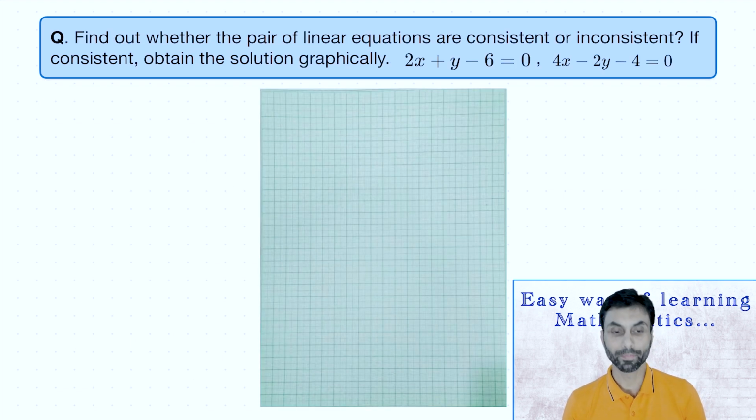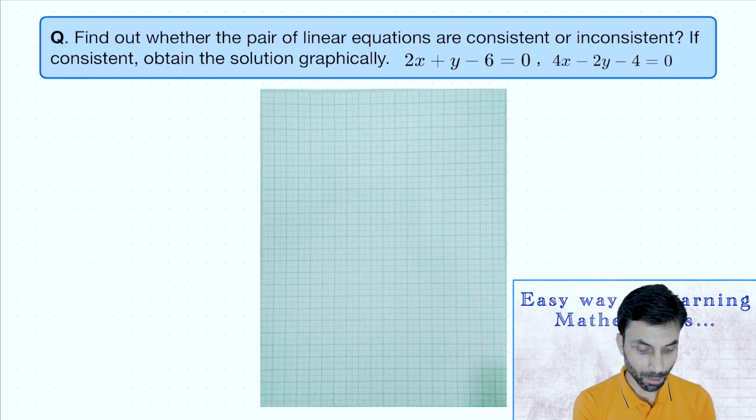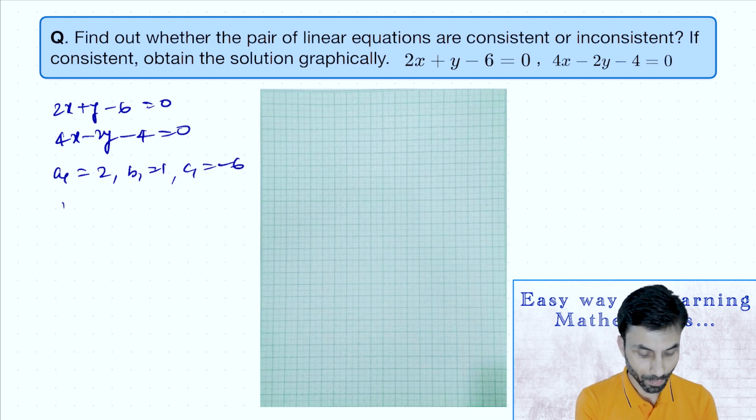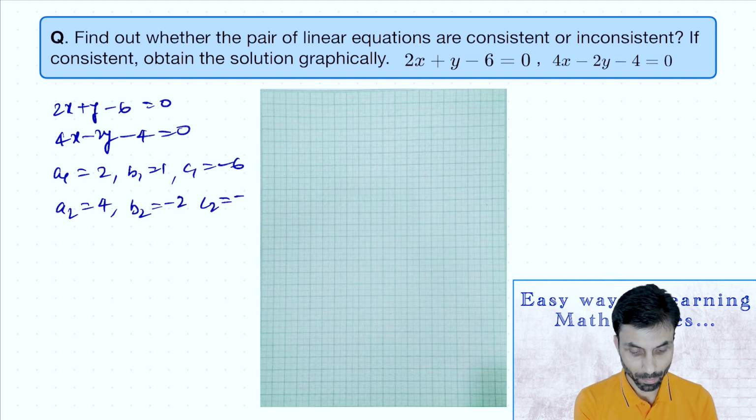The next question is, find out whether the pair of linear equations are consistent or inconsistent, and if consistent, obtain the solution graphically. The pair of equations are 2x plus y minus 6 equals 0 and 4x minus 2y minus 4 equals 0. So in this case, if you take the first line, 2x plus y minus 6 equals 0, and 4x minus 2y minus 4 equals 0, where a1 is 2, b1 is 1, c1 is minus 6, a2 is 4, b2 is minus 2, and c2 is minus 4.